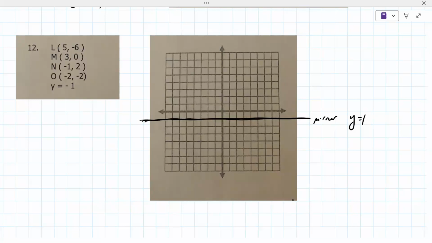All right. So give this a try. I'll give you the new ordered pairs here as well. I would graph them and then just count.